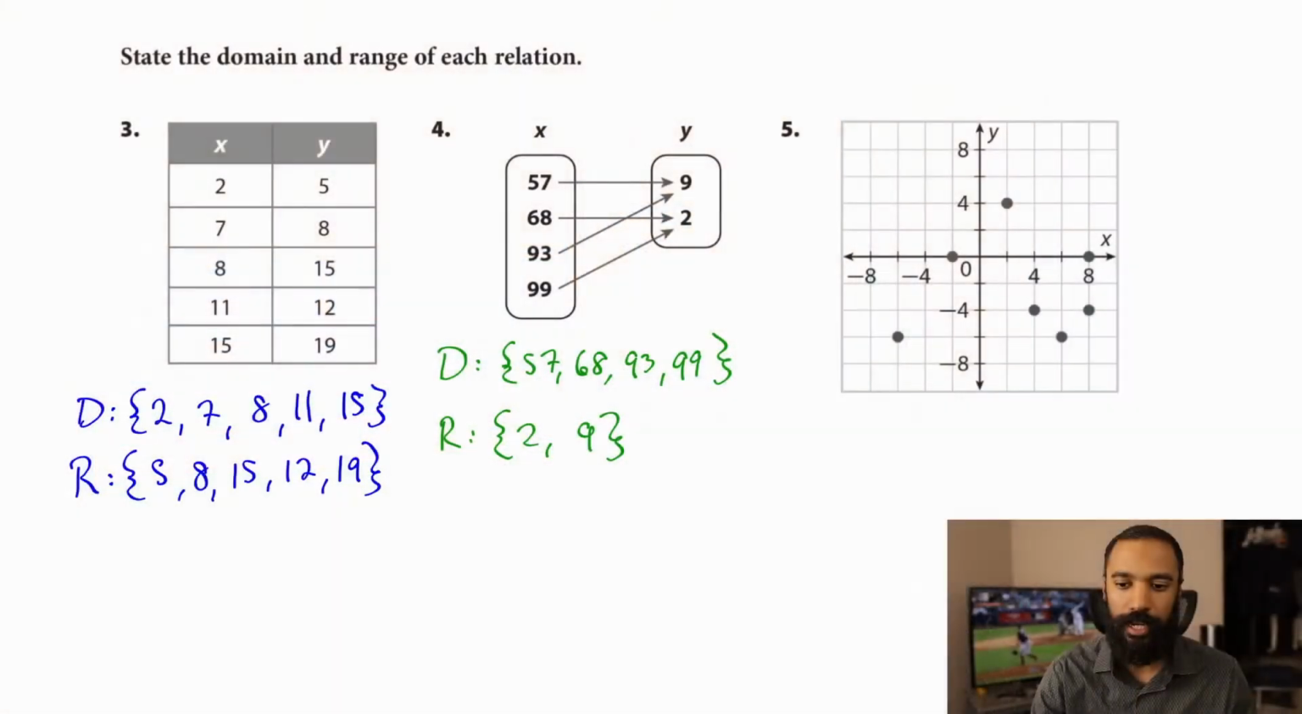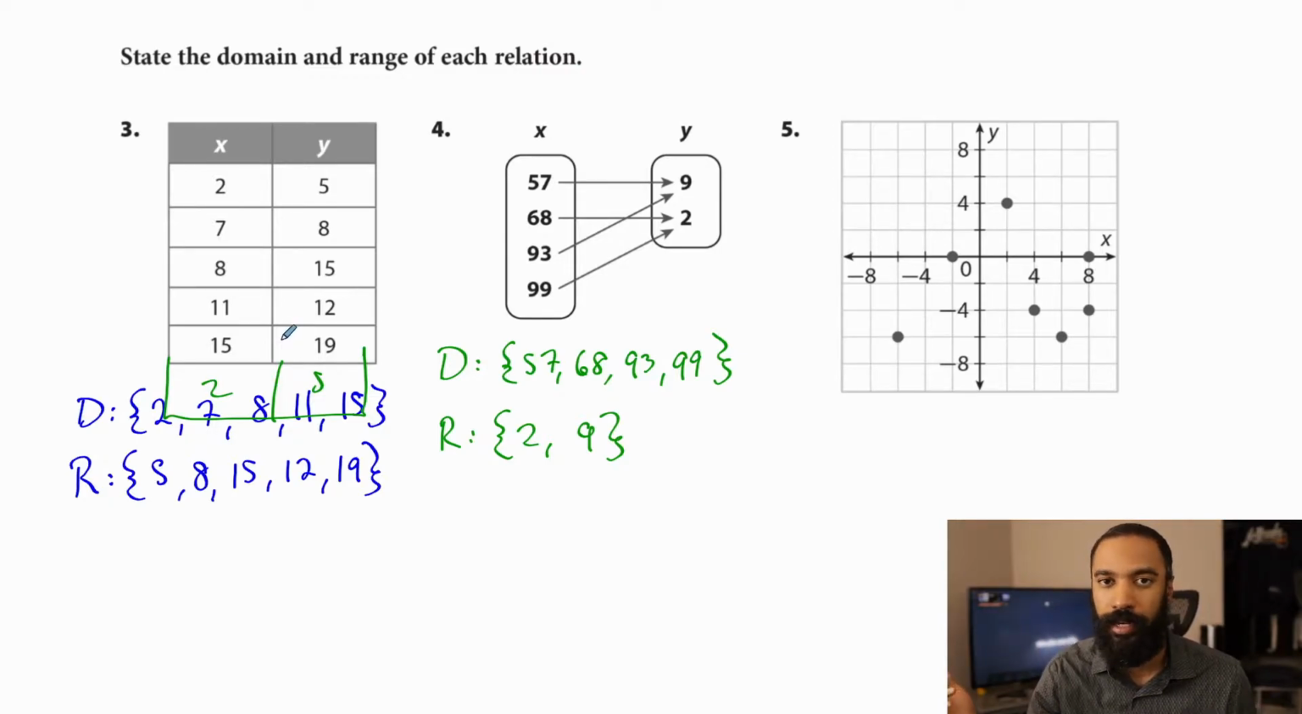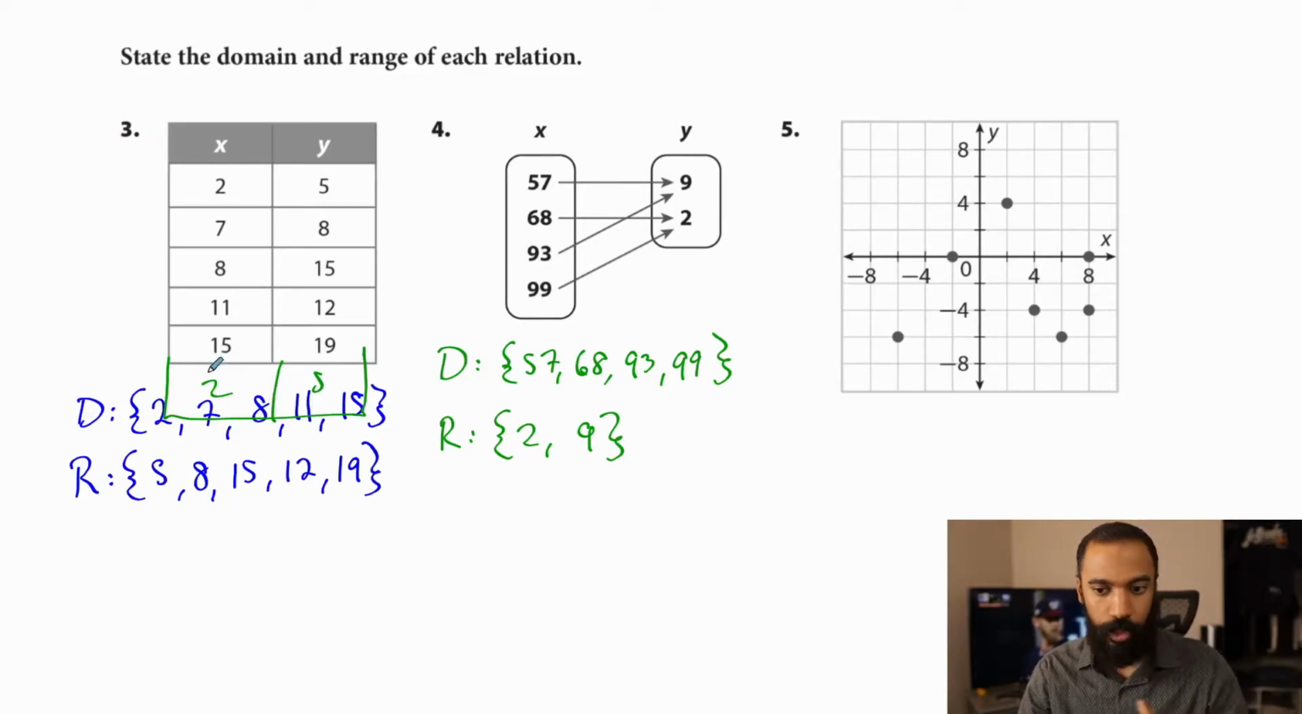And say there was another 2-year-old that could as well. You're not going to not list them twice. You will list them twice in a table. So when you're looking at number 3, you might have seen another 2, 5 right here, just like it is right there. And duplicates will appear in tables. They could. In this homework, I have no idea. I haven't done it yet. But in a mapping diagram or on domain and range lists, you do not list duplicates. If 2 appeared twice, you're just going to write it once in here.